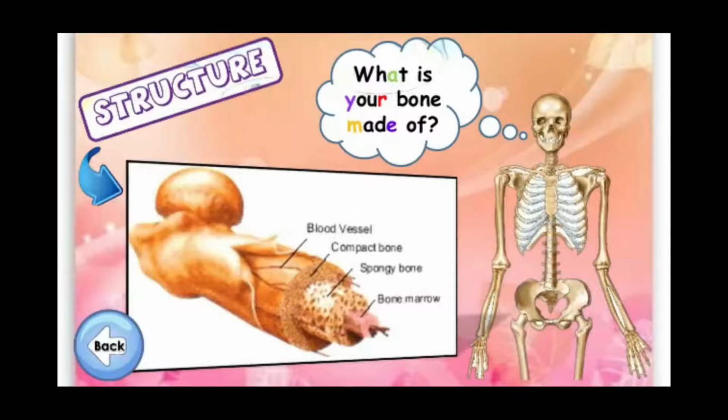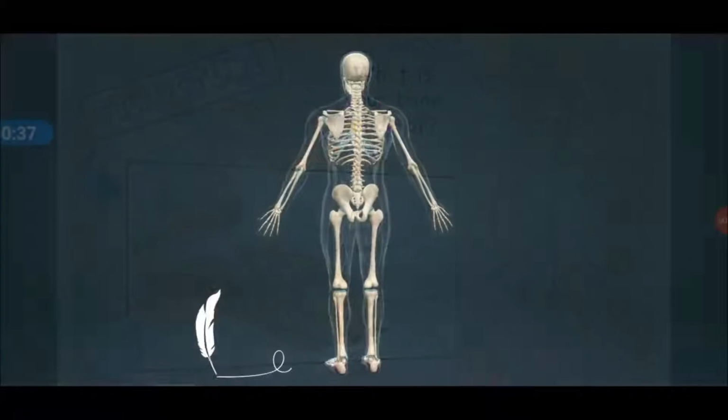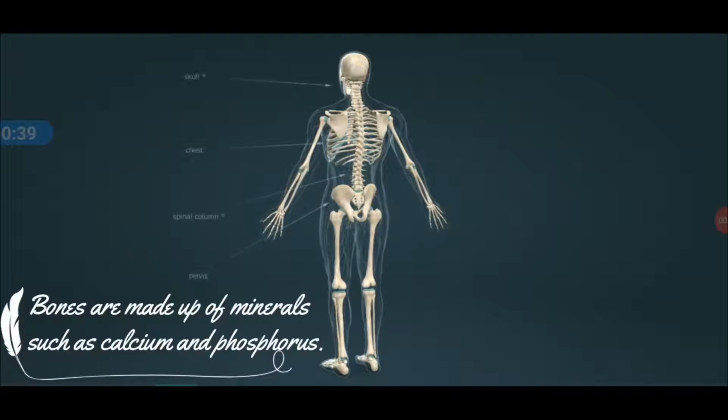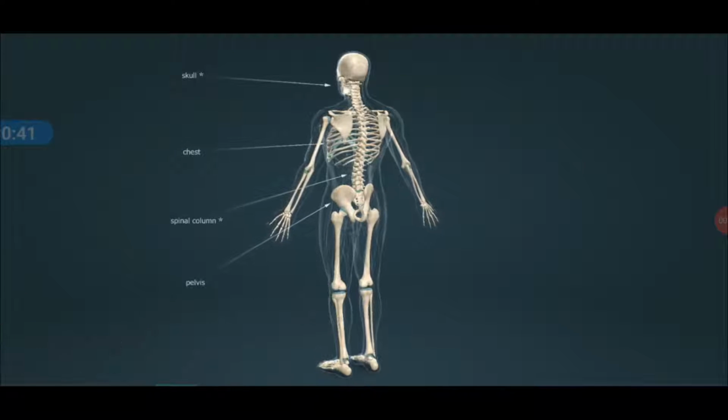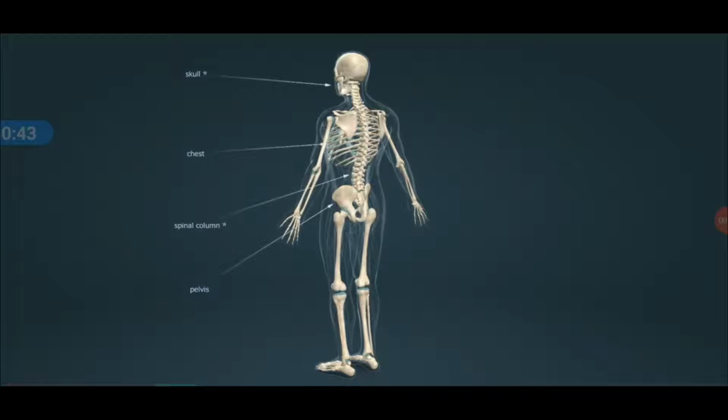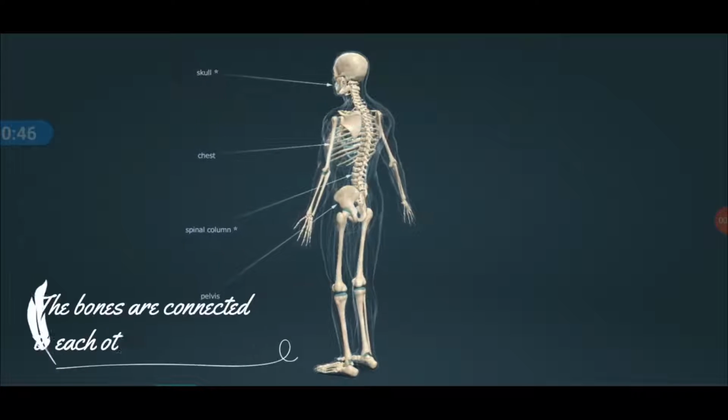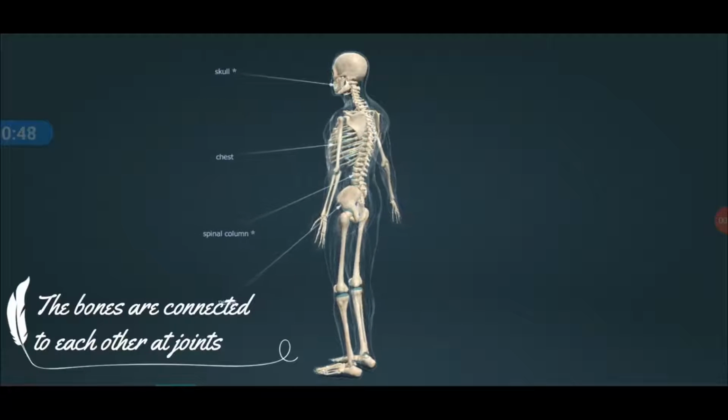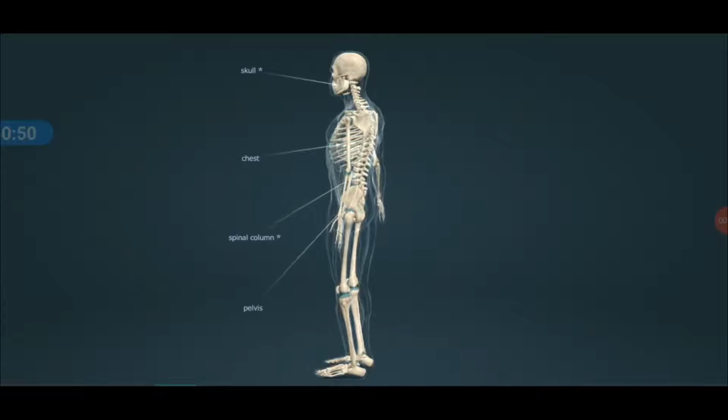At the center of the bones is a soft tissue called bone marrow. Bones are made up of minerals such as calcium, phosphorus. It makes the bones strong. The bones are connected to each other at joints. Joints allow the movement of various parts of body.